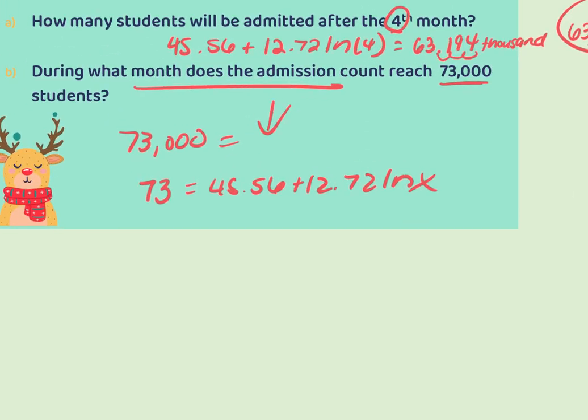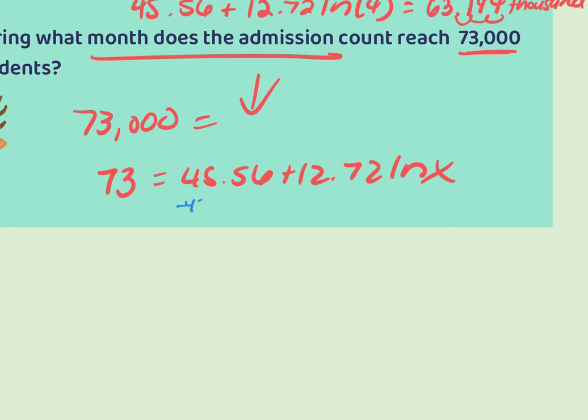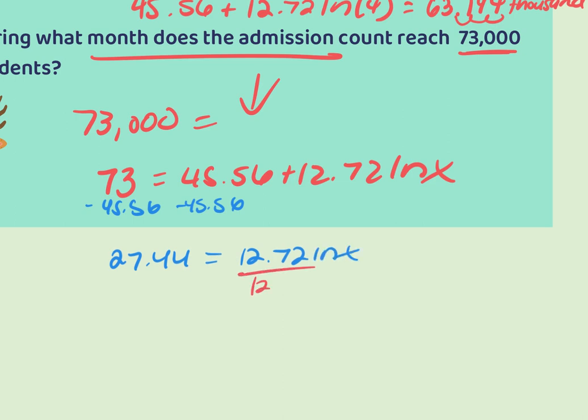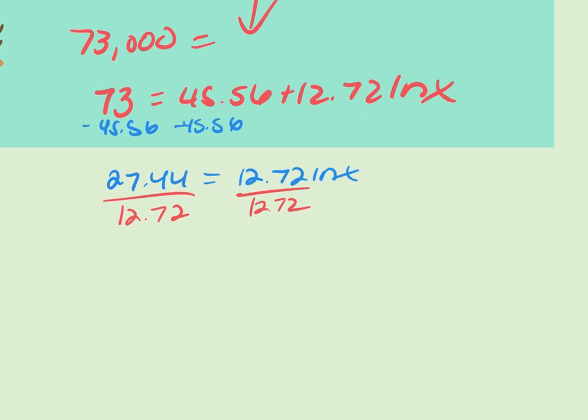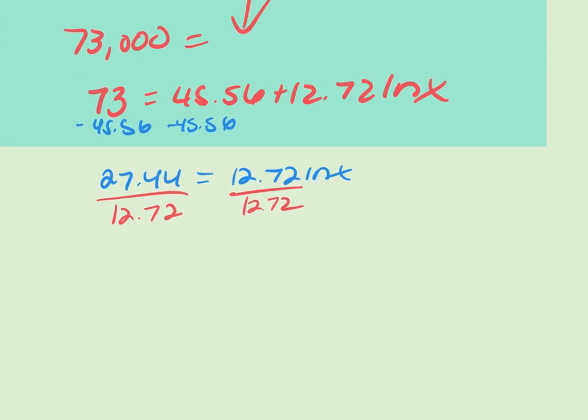All right, so now we're going to do both ways. We're going to solve it algebraically. I'm going to subtract the 45.56. So 73 minus 45.56. I get 27.44 equals 12.772 ln of x. Divide both sides by 12.772. And then I get like 2.1572, so on. And that equals ln of x, which means this is really log base e.